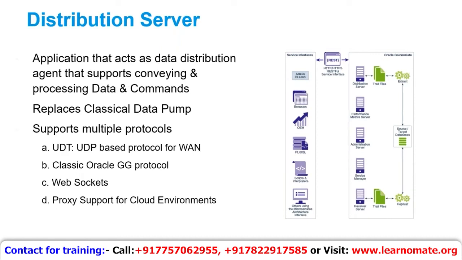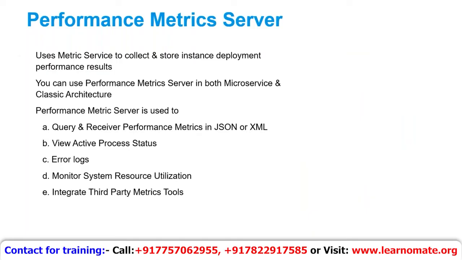Distribution server acts as a data distribution agent that supports conveying and processing data in command. It replaces the classical data form. Performance metric server uses the metric service to collect and store instance deployment and performance results. So it displays the performance results for you.